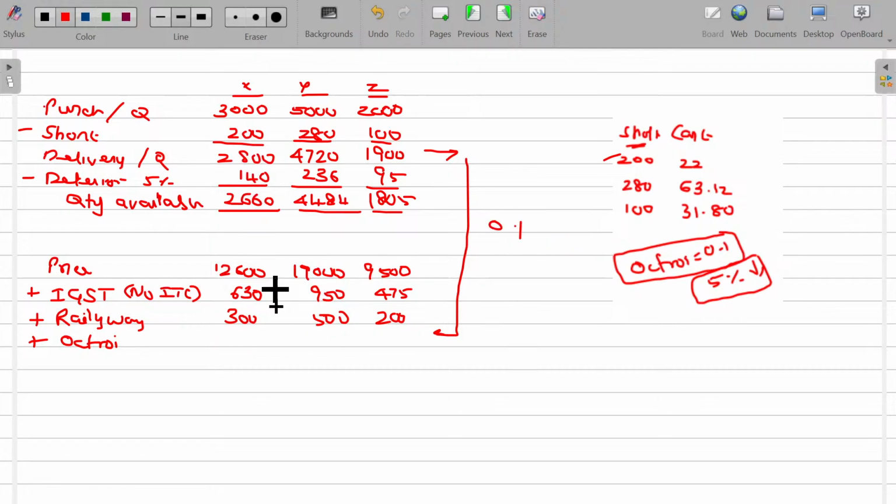Okay, then 2800 into 10 paise, 280, and 472, 190. And cartage also paid. Add cartage. Okay. How much is that? 22. And I make it 63 and 32. Rounding off.